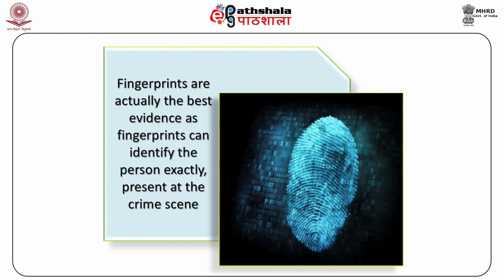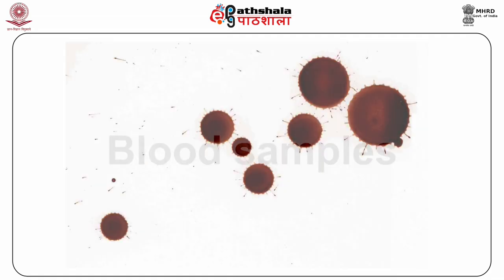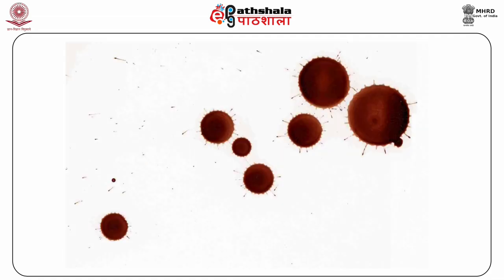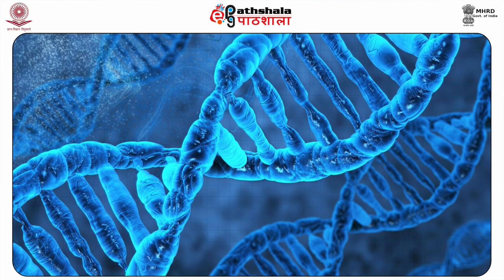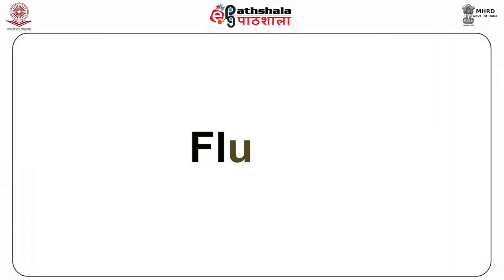Fingerprints. Fingerprints are actually the best evidence, as fingerprints can identify the person exactly present at the crime scene. Blood samples. The shape of the blood samples can actually tell us from what height they have fallen down. DNA can be extracted from blood samples obtained from the crime scene to simplify the identification process.